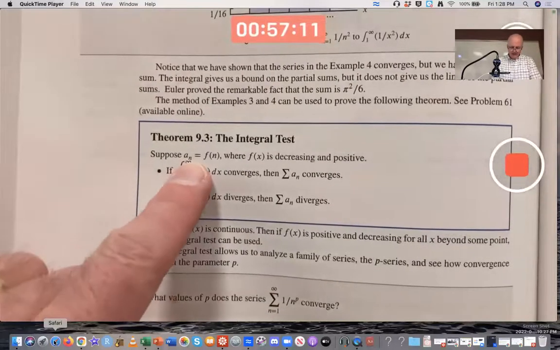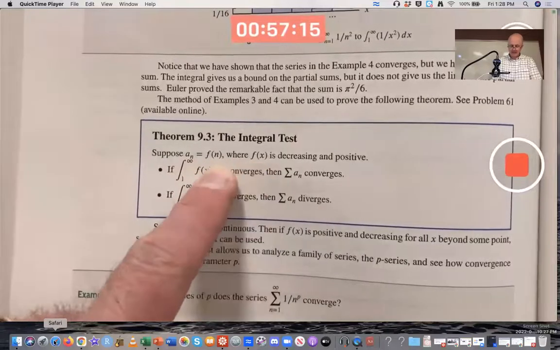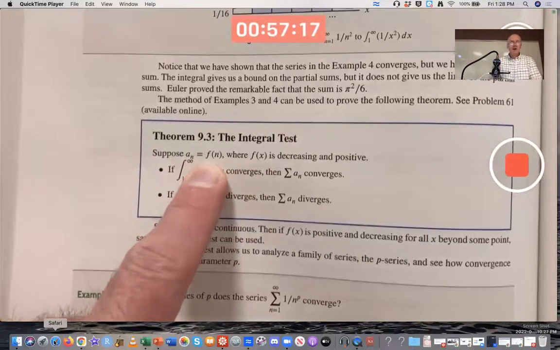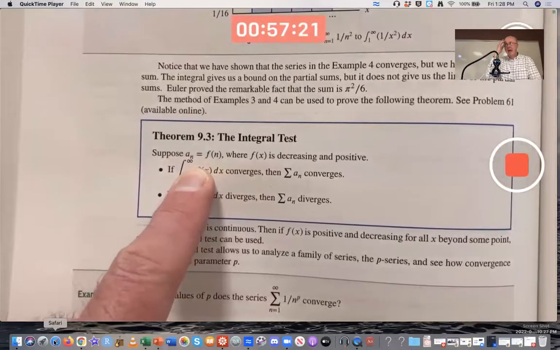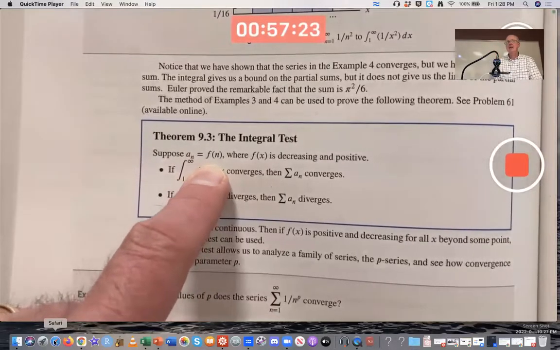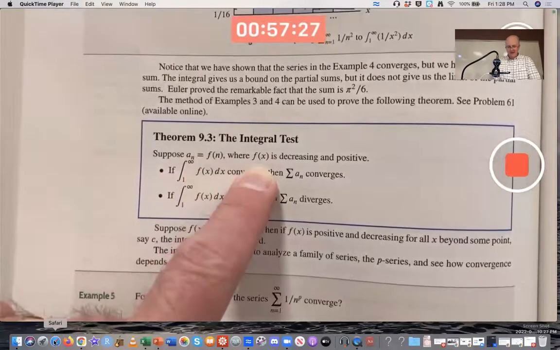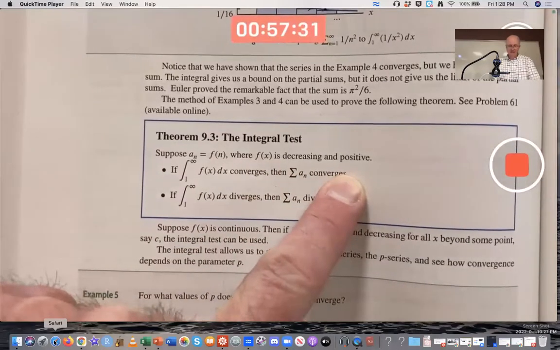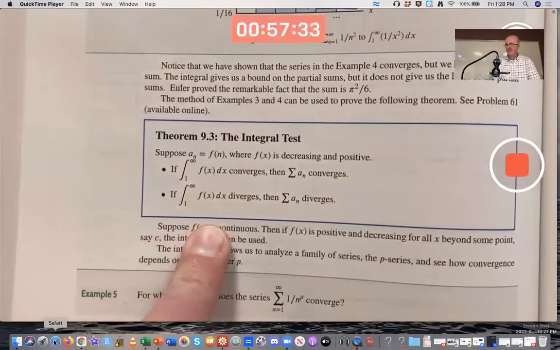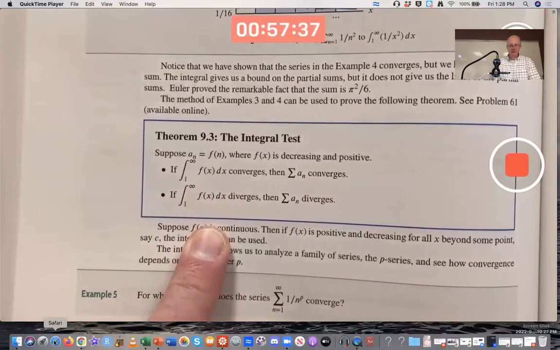Suppose a sub n equals f of n, where f is some function of x, but I'm using n as the input. I could use k as the input instead of n. I could say, suppose a_k equals f of k. The letter used doesn't matter. Where f of x is some decreasing and positive and evidently continuous function because we're going to integrate it. They didn't say it's continuous, but it typically is.